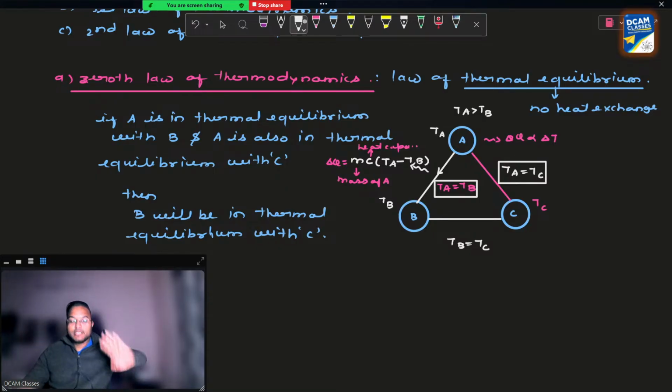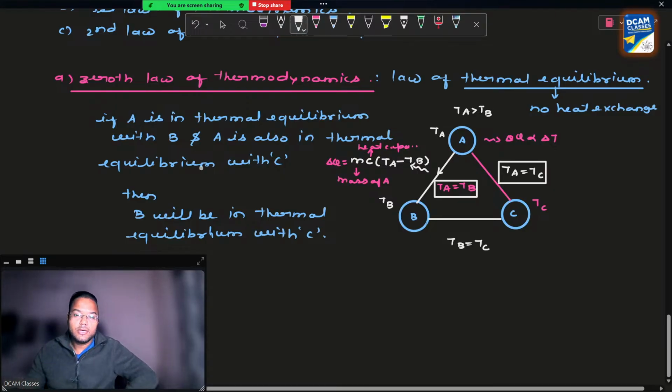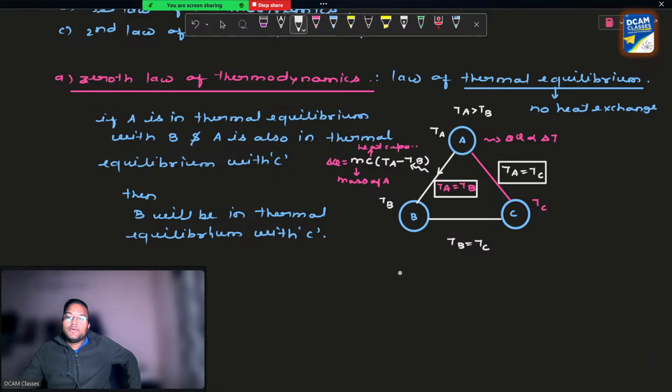Understood? Simple. Actually, there are no applications of the zeroth law. It's a waste law, not used much. Just tell me you understood it or not. Don't worry about this one, MC delta T. You will learn better this in heat and mass transfer. And I'll start that chapter.